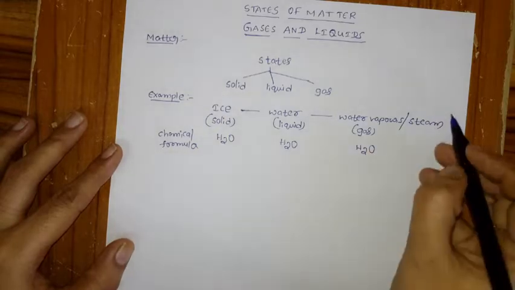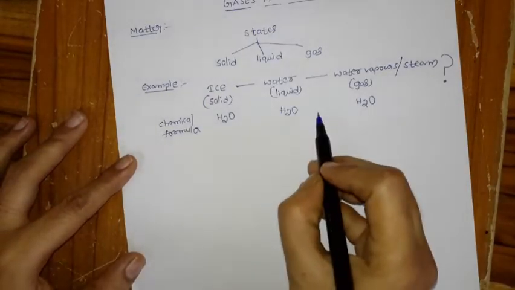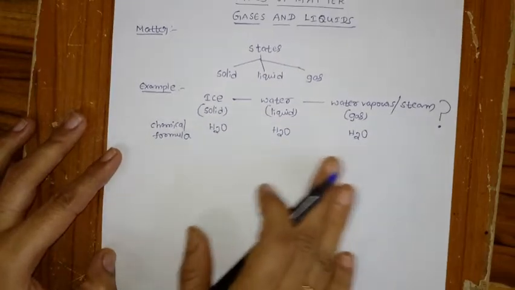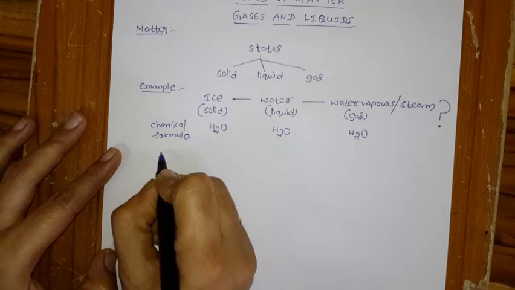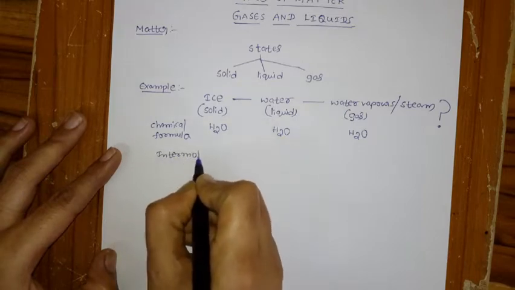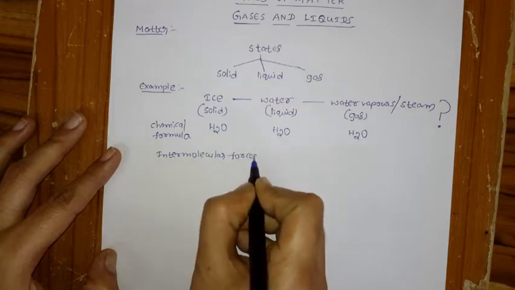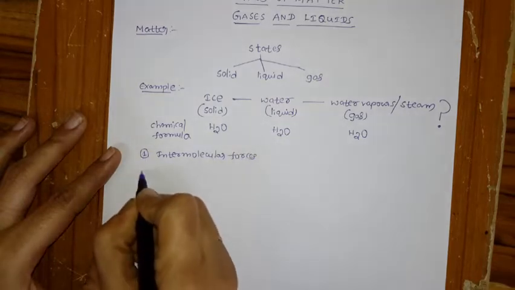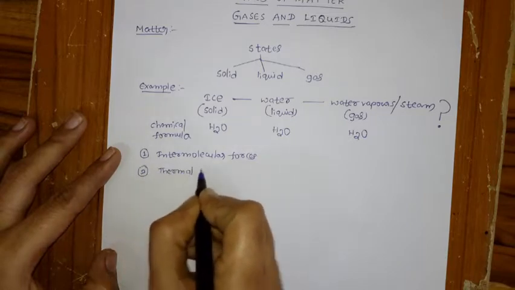So what is the reason for the existence of different states of matter? Generally we consider two reasons. One is intermolecular forces first, and the second one is thermal energy.